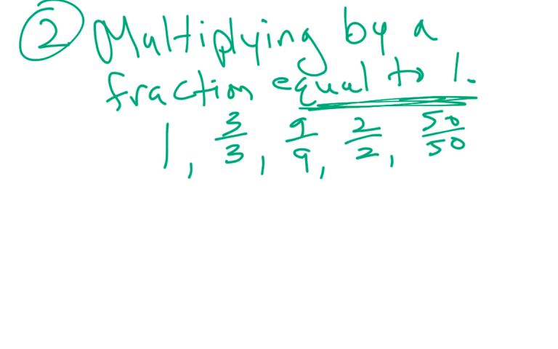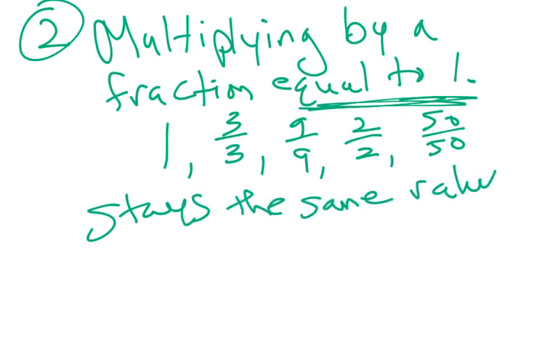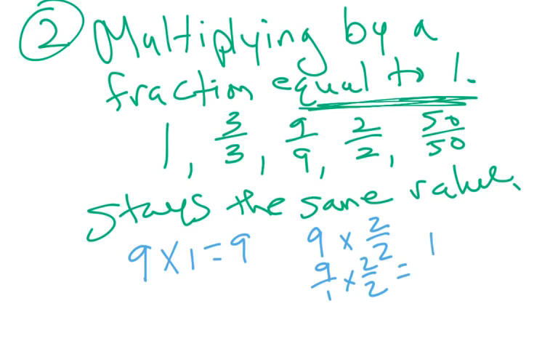So whenever we multiply by a fraction equal to 1, the answer stays the same value, okay? Now, the answer might look a little different, but the value would be the same. For example, 9 times 1 is 9, okay? But 9 times 2 over 2 is 9 over 1 times 2 over 2, which ends up being 18 over 2, right? When I simplify that, though, I will get 9. So it might look like it's not 9, but when you simplify, you will get 9, okay? So multiplying by a fraction equal to 1, your answer stays the same.